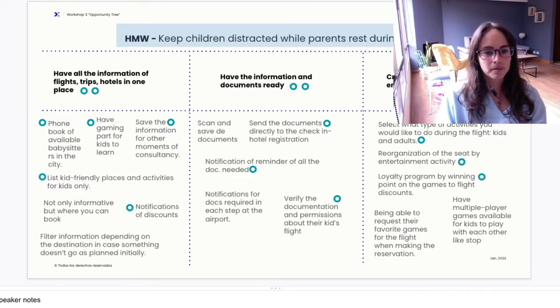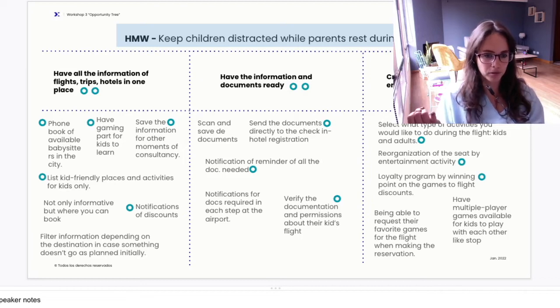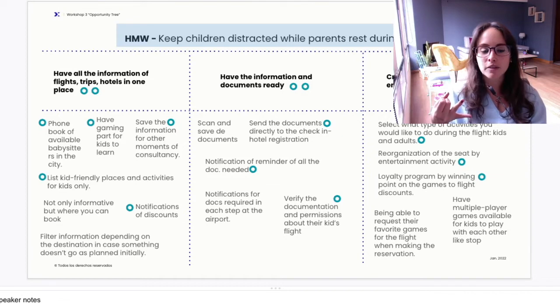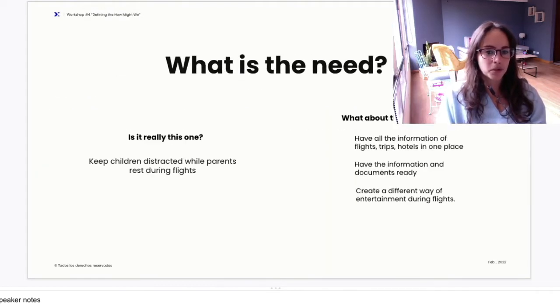So this is our voting sketch. We did a lot of votes with the team and with you guys in our LinkedIn community, and the opportunities that had more engagement have all the information of flights, trips and hotels in one place, and have all the information and documentation in one spot. Thinking about this, what is the need?